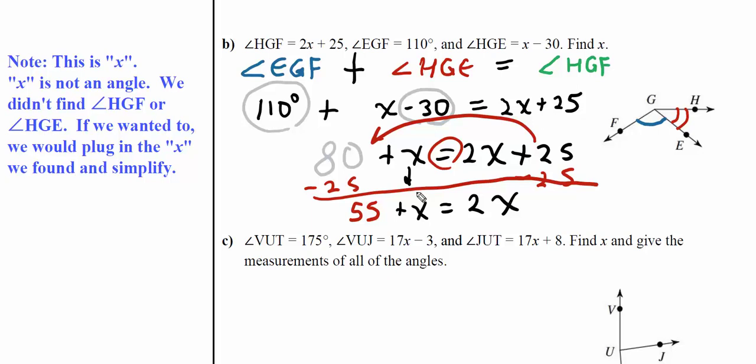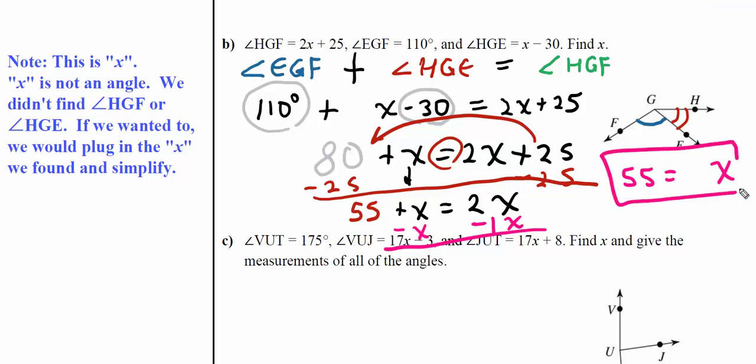Now, I want to get the x by itself, and I have two of these, so I need to go ahead and subtract this from both sides. I need to move it over here. So we get 55 equals 2x minus 1x. That's just 1x. And we don't need that 1 there, so we get that x is 55.